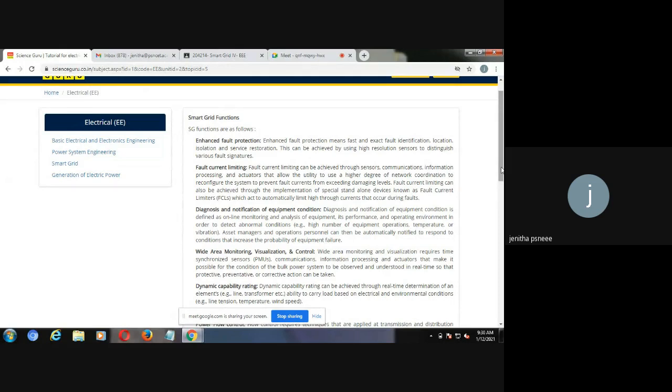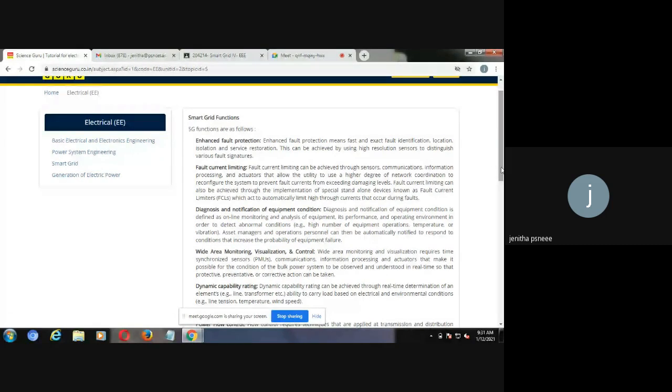So we can ensure whether the fault current is exceeding the damaging level. We have some levels, and whether the current flow exceeds the damaging level will be ensured. By this, we can prevent the fault current flow, and automatically it has the features to limit the fault current.